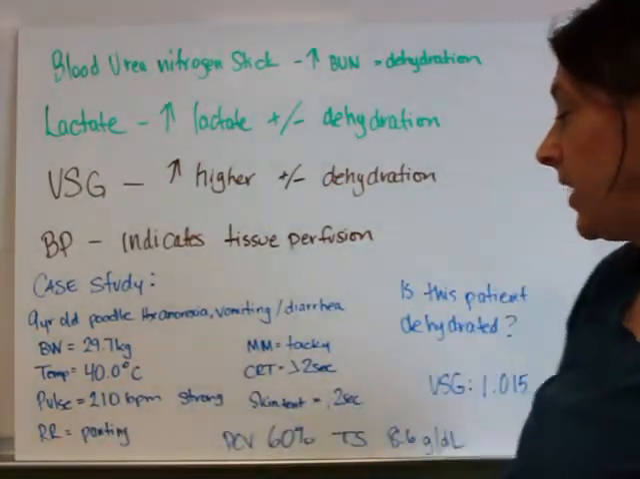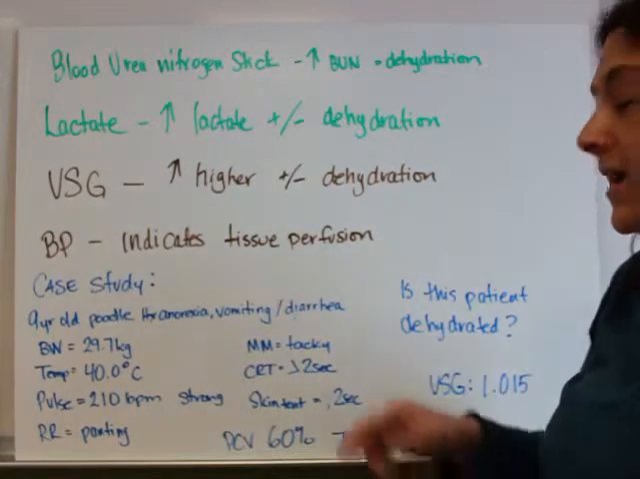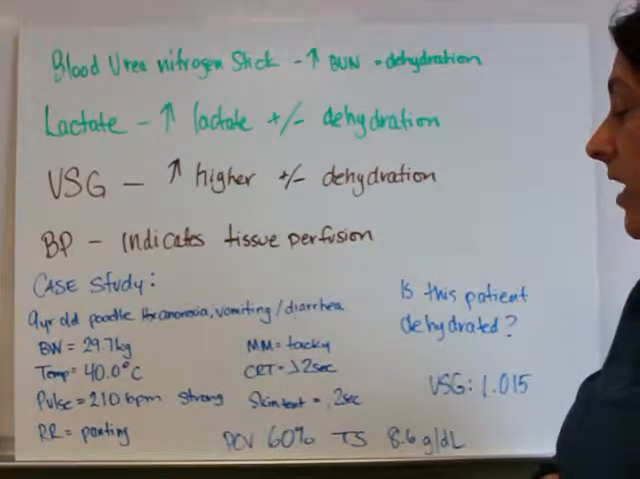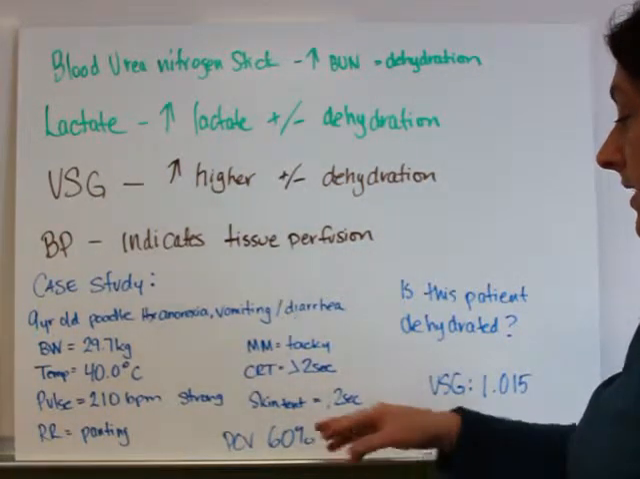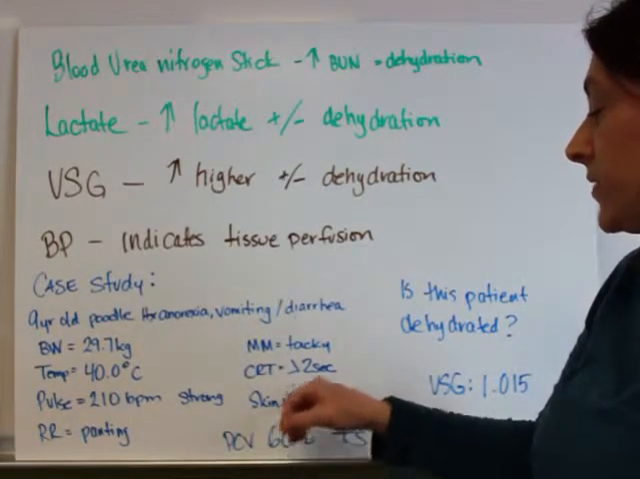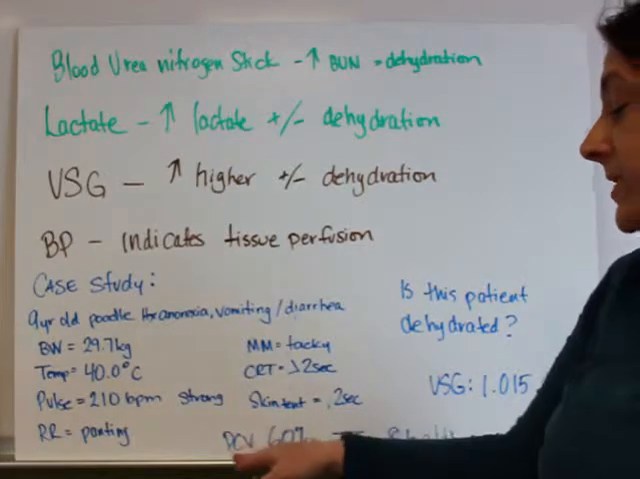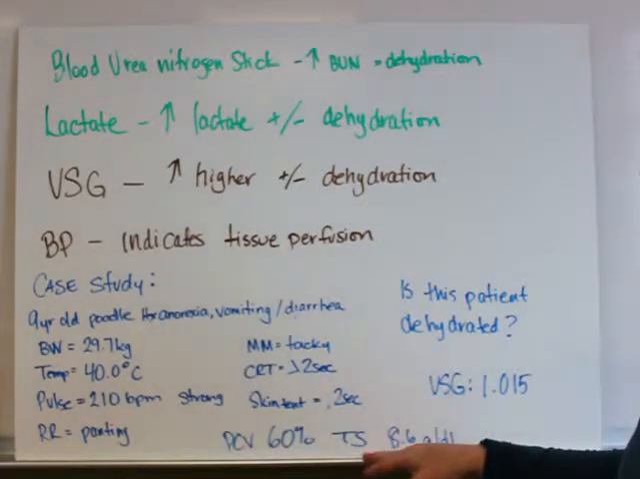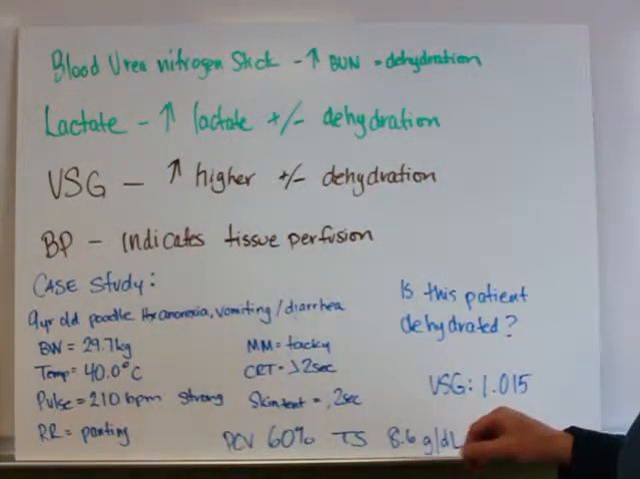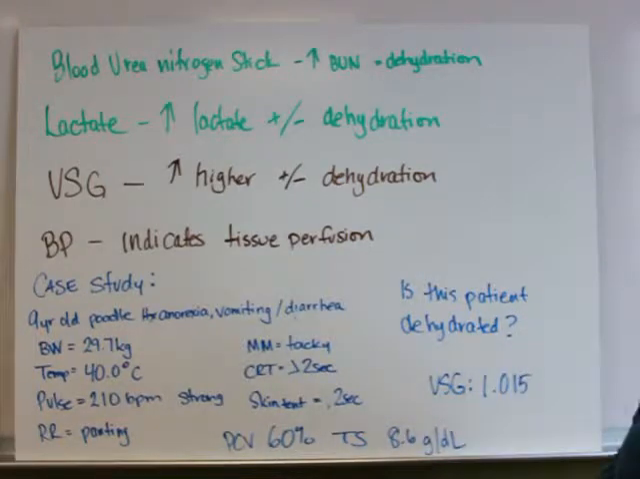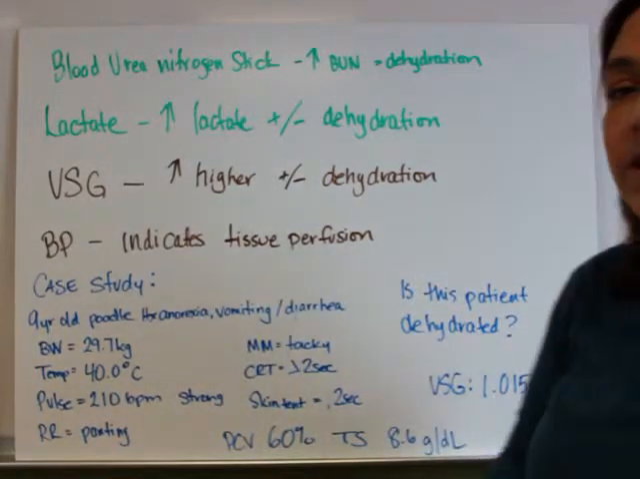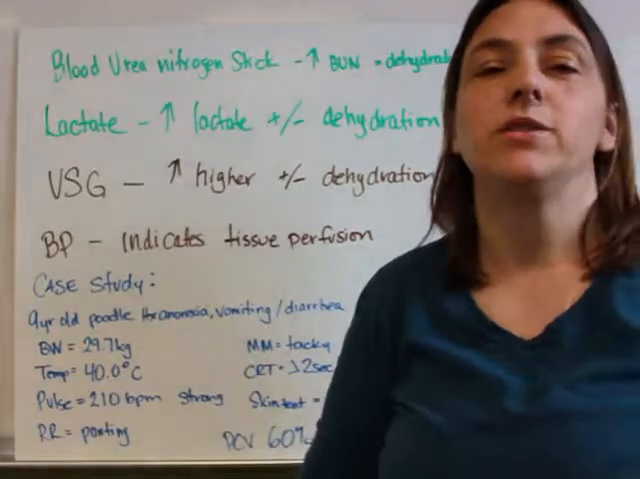He's panting. His mucous membranes are tacky. He has a CRT of less than 2 seconds. He has a skin tent of about 2 seconds. His PCV is 60. His total solids is 8.6. And he has a urine specific gravity of 1015. So please let me know when you come into class if this patient is dehydrated.